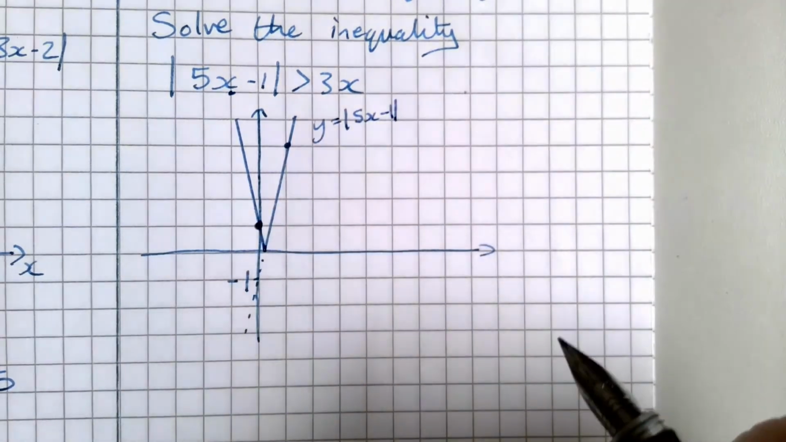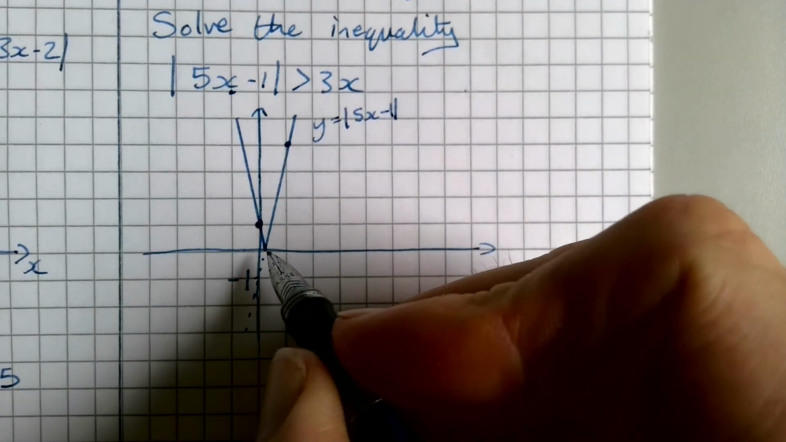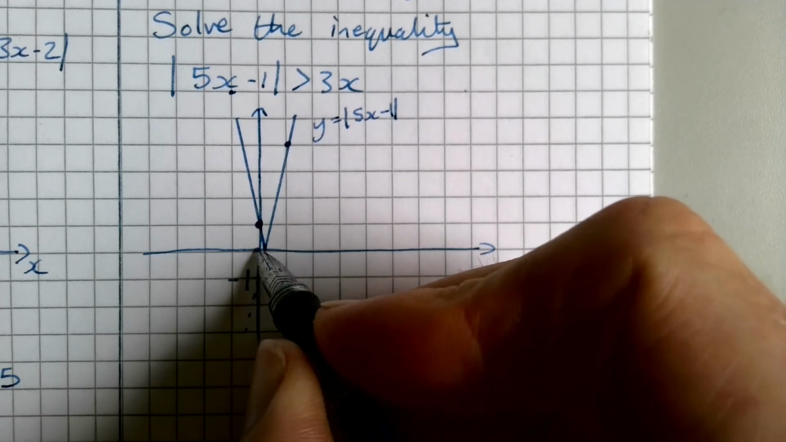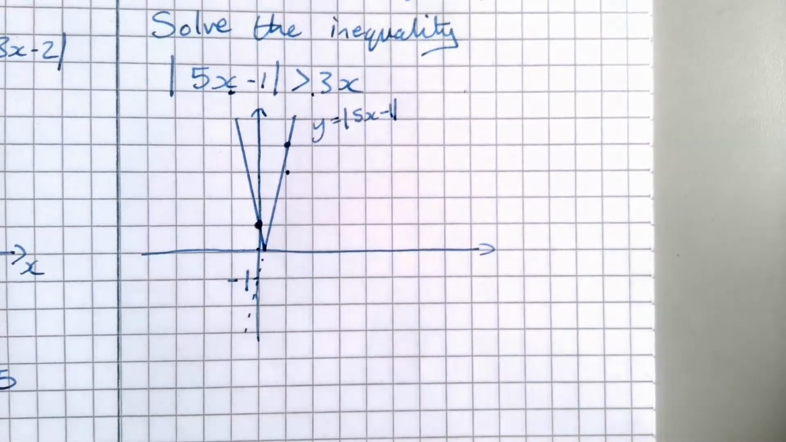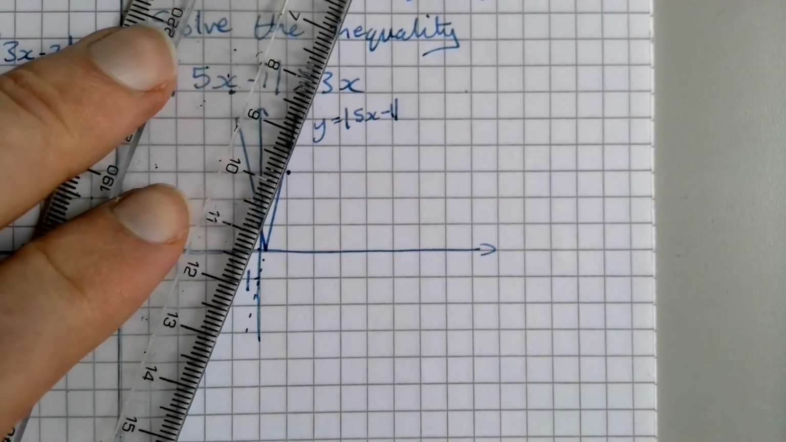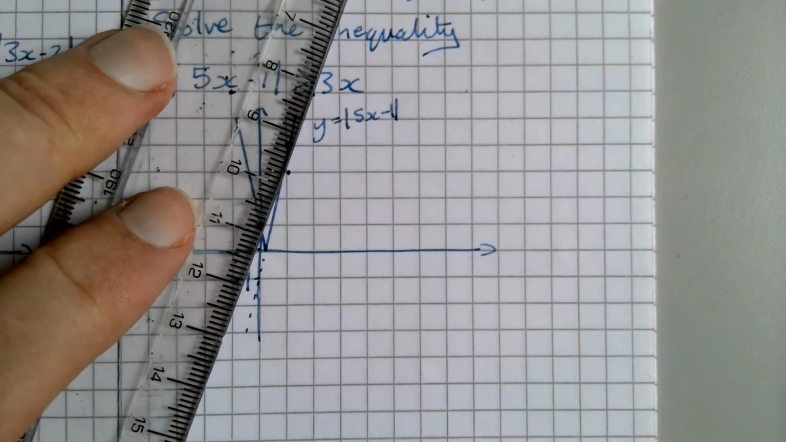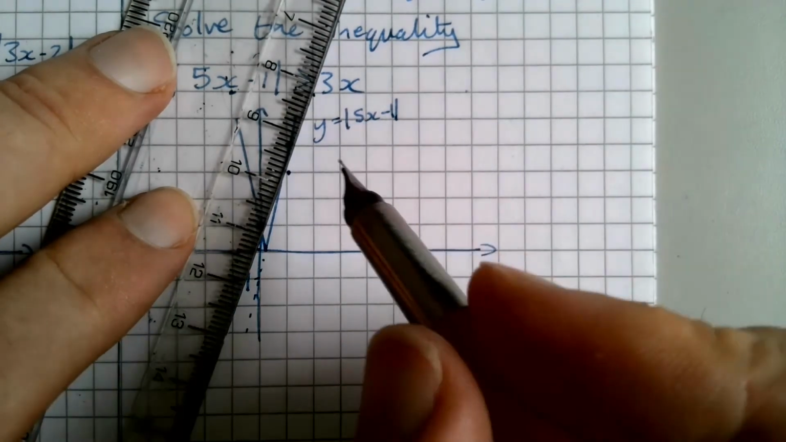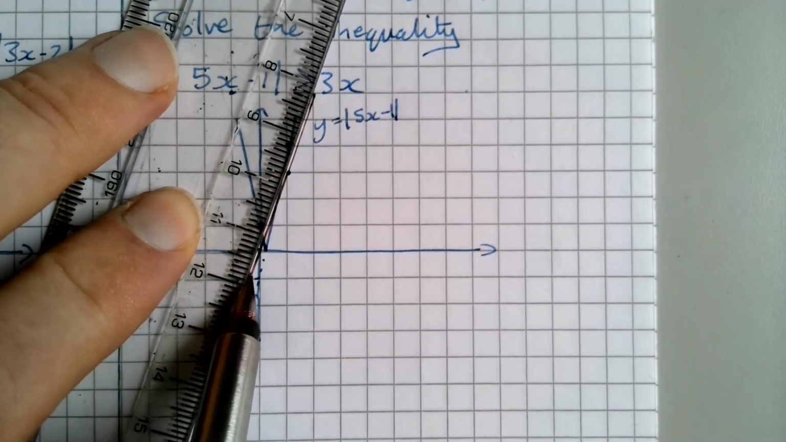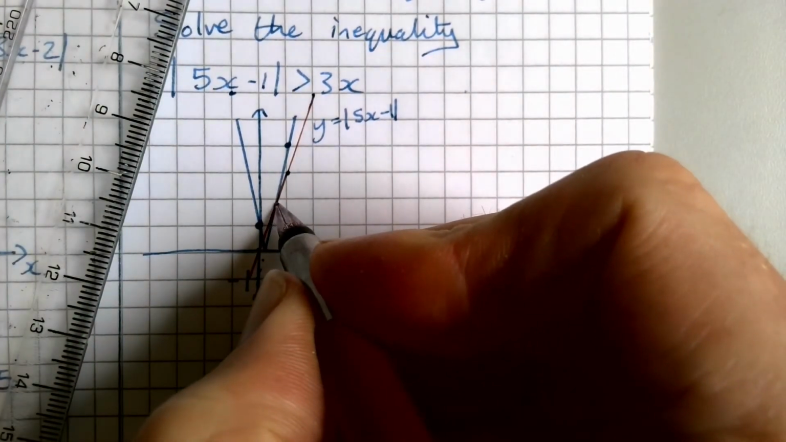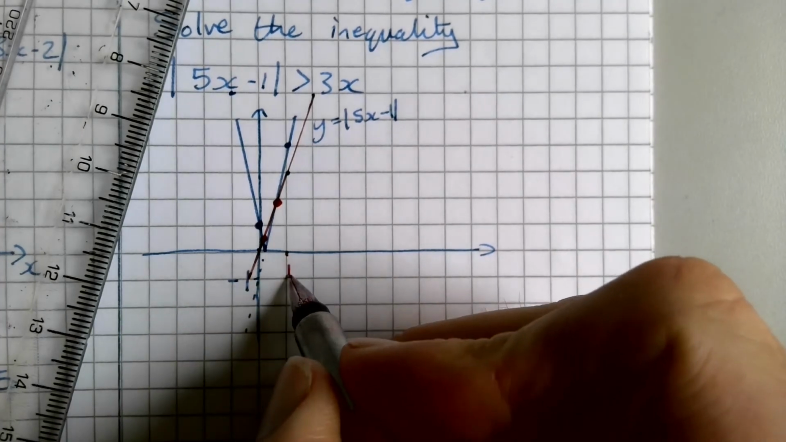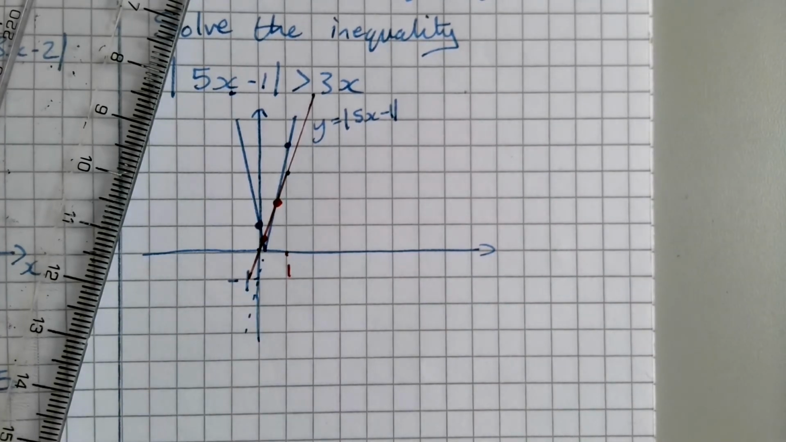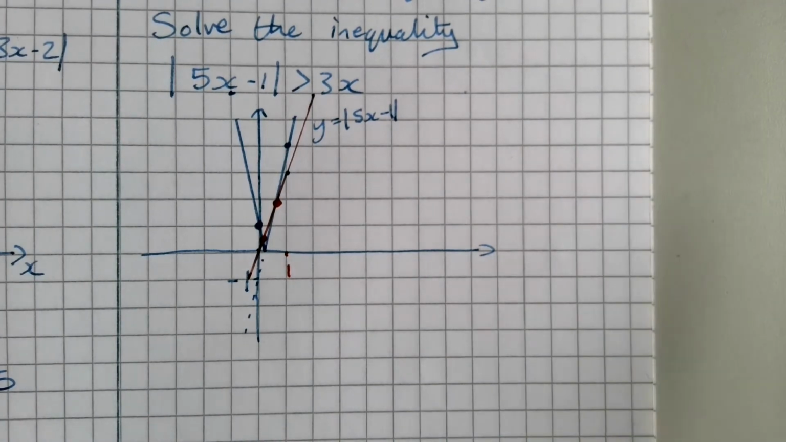So that is the y equals 5x minus 1. And then y equals 3x is going to be starting there and going up 1, 2, 3. So maybe use a different colour because this is going to be quite confusing to look at. It's going to go through the origin. So something like that. So we have got values here and here, both somewhere between 0 and 1 to try to find.